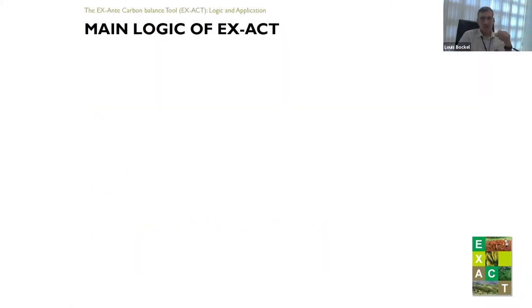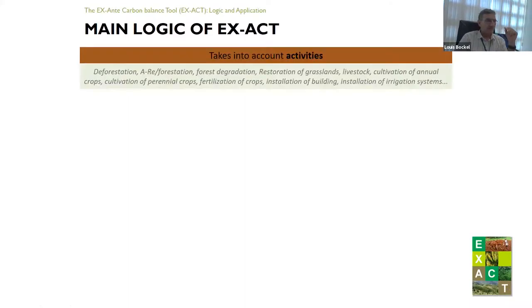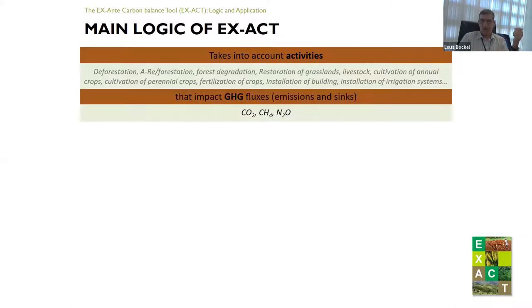The main logic of EXACT takes into account a series of activities like deforestation, reforestation, other land use change, forest degradation, restoration of grassland, livestock, cultivation of annual crops and perennials, all that is about inputs and fertilization of crops, all that is energy used in farming and so on, and all that is installation of buildings and irrigation systems.